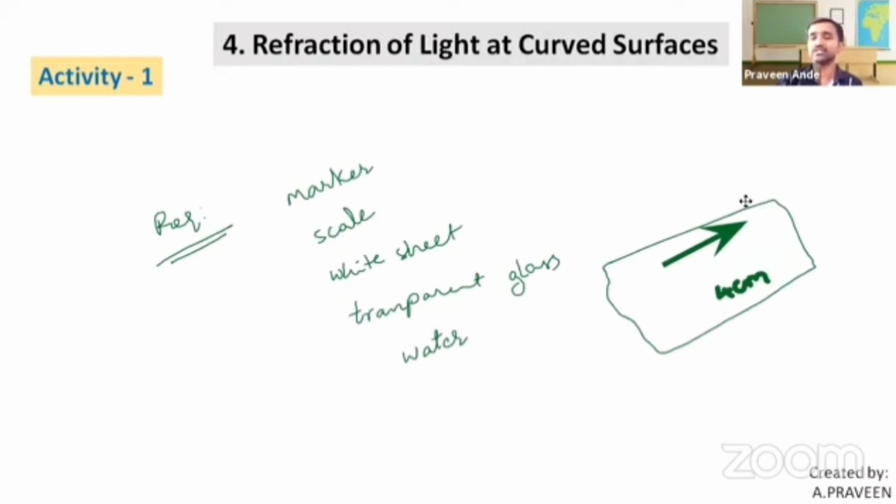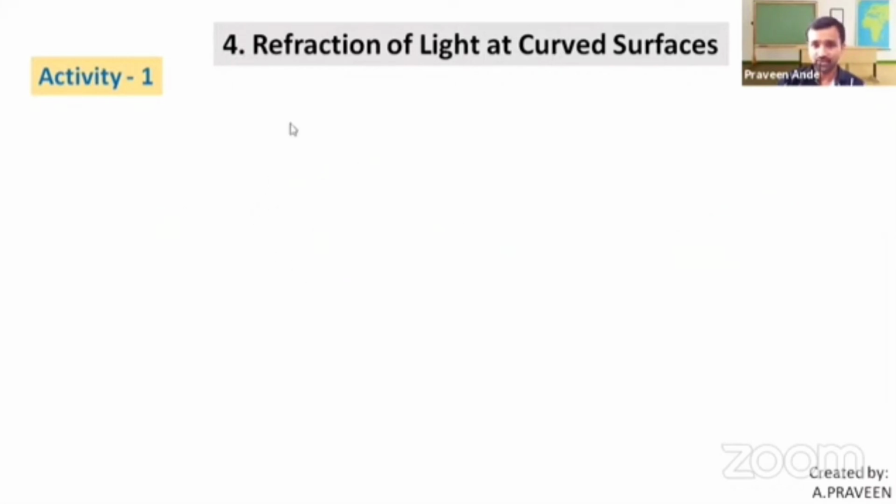After completing this arrow, you have to see it through the empty glass. Let me clear this, and I will show you with a diagram. Suppose I am taking a glass here. So this is your glass. Using this, you have to observe that arrow on the paper.